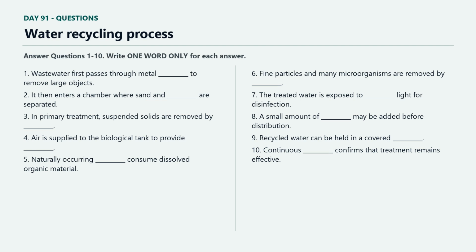Nevertheless, most facilities use several barriers in sequence rather than relying on one method. Each barrier targets particular materials, and later stages protect against anything that passed through earlier treatment. We will follow the water from its arrival at the plant to final storage and quality control. The first stage is preliminary treatment.